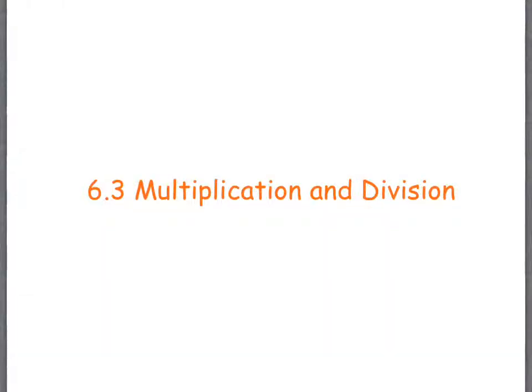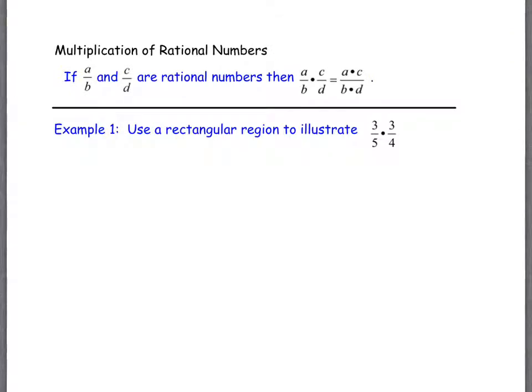All right, section 6.3 is about multiplication and division, in particular, of course, of rational numbers, since we're still in that rational numbers section. And the first thing that we're going to talk about is how we go about multiplying. And we've sort of talked about this in a general sense already, of course, is that we multiply straight across the top, we multiply straight across the bottom.